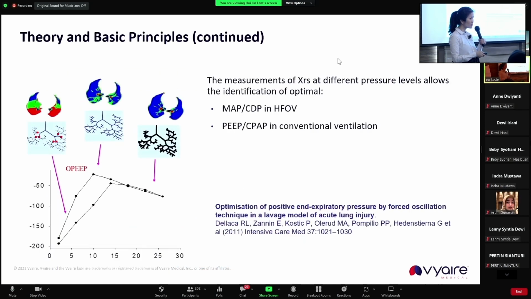So with FOT, we can use it in two modes, in HFO as well as conventional ventilation. With HFO, we are able to find different compliance at different pressure levels, and we'll be able to find the optimal mean airway pressure, as well as the optimal PEEP to set for your patient in conventional ventilation. So this is the FOT graph that you will see. Later on, we'll discuss more about it.